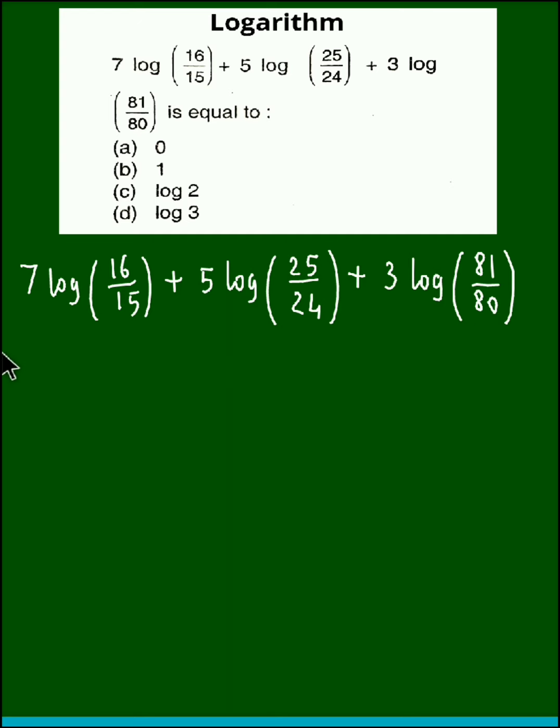So the first step would be we transfer these numbers, that is 7, in the index over here, right? Then only we could combine all the logs into a single log. Similarly, 5 would be transferred here in the index and 3 would be transferred here in the index. Okay, so we use the laws of logarithm. Now we know that log of a raised to b is b times log a, but we are going reverse. So b times log a is log of a raised to b. So this 7, this 5 and this 3 all would be transferred in the index.